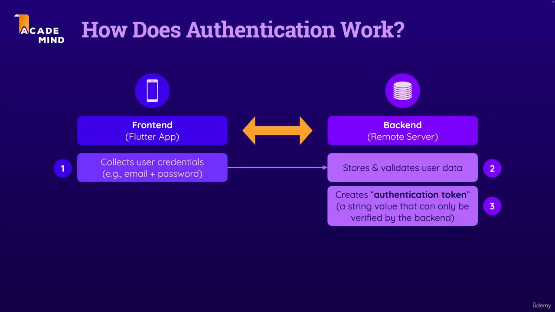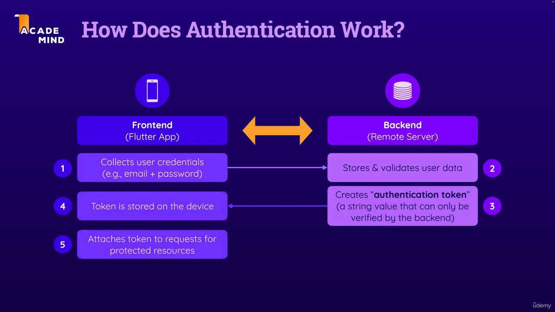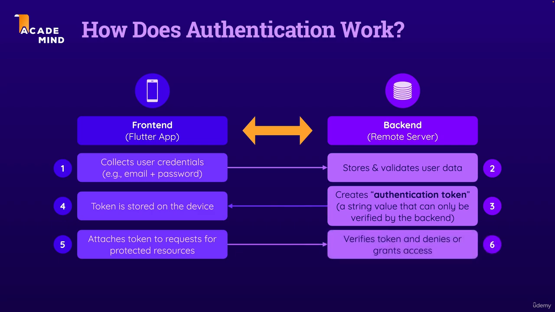But it's then that token that will be sent back to the frontend so that it can be stored there, and that can then be used by the frontend to attach it to future requests that are trying to access protected resources. And since those requests then have that token attached to them, and only the backend knows how it created that token, the backend is able to verify that token and either deny or grant access to those protected resources. So that's how the authentication flow generally works.